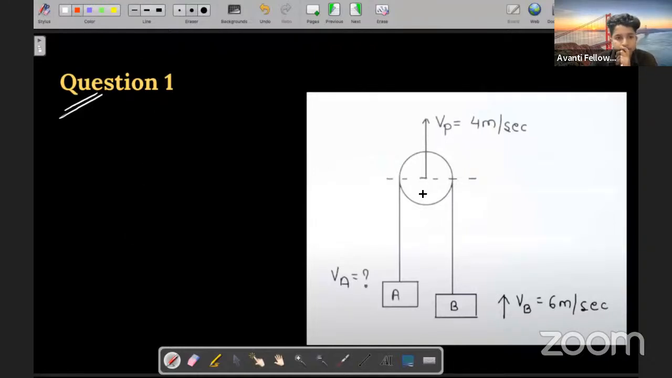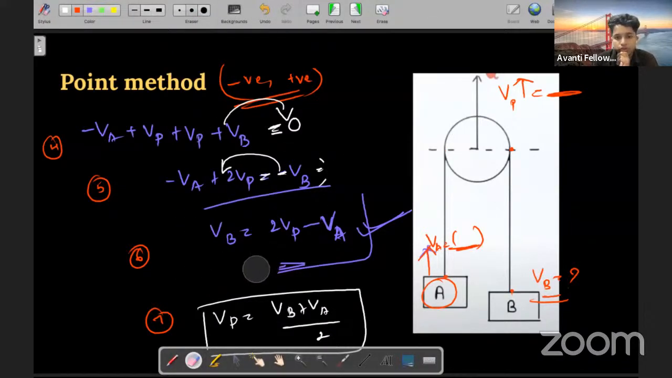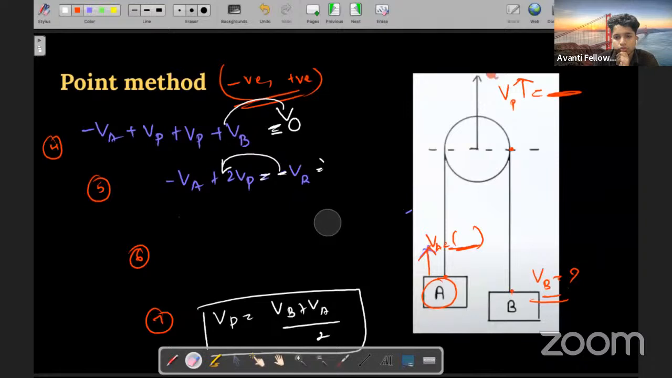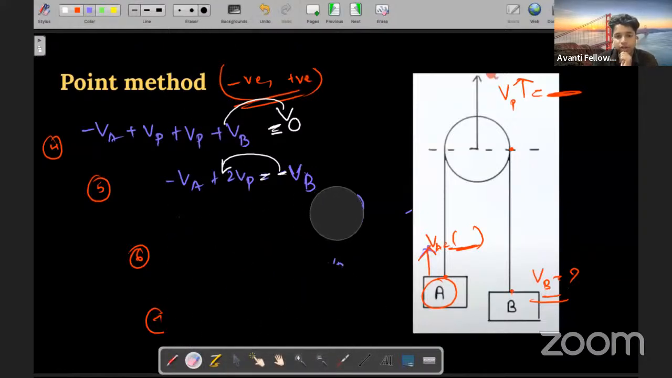Now, over here, the sixth step. What happened? See, what I did was wrong. Why is it wrong? Just a second. This is VA, this is VB, yes or no? So if I'm bringing VB, which is equal to minus of minus VA plus 2VP, then we get VB equal to VA minus 2VP, yes? Is it good? Very good. I made a calculation mistake.